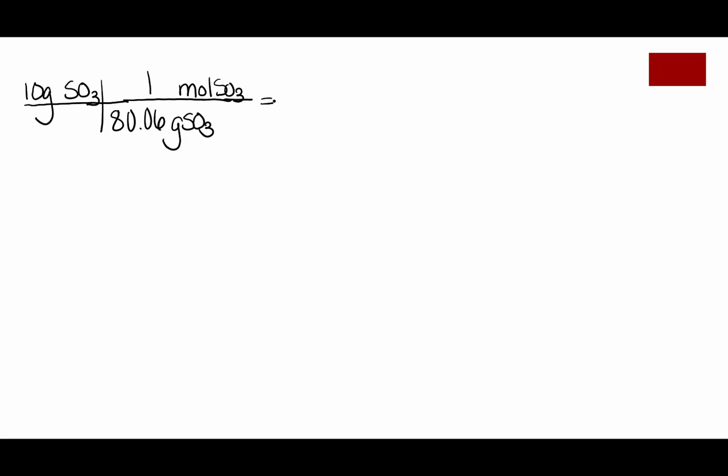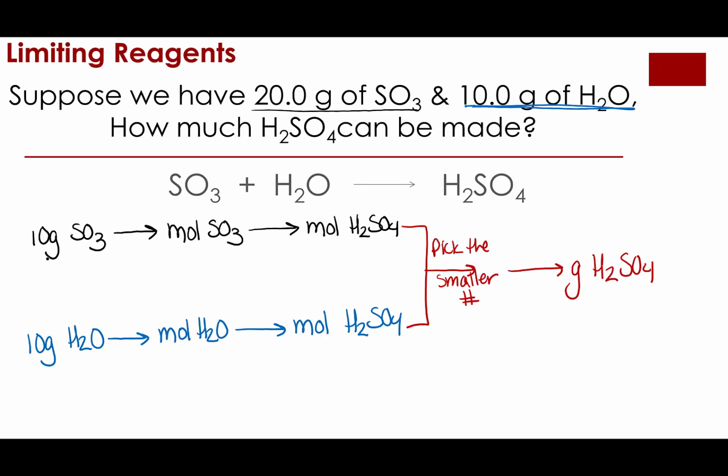Multiply across the top, divide by the bottom. So 10 times 1 divided by 80.06. And we get 0.12 moles of sulfur trioxide. Okay. Looking at my map, I went from grams to moles. Now I want to go from moles of sulfur trioxide to moles of sulfuric acid.